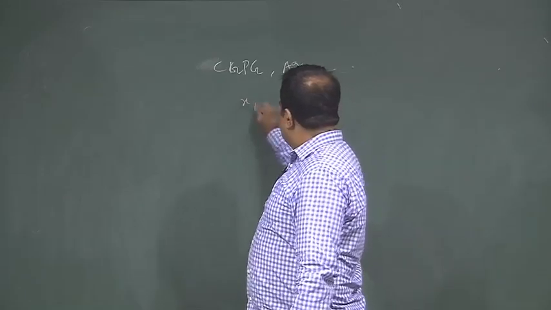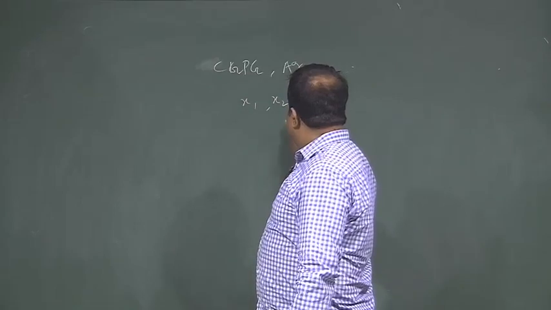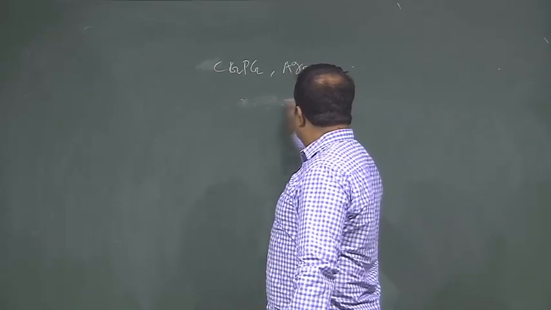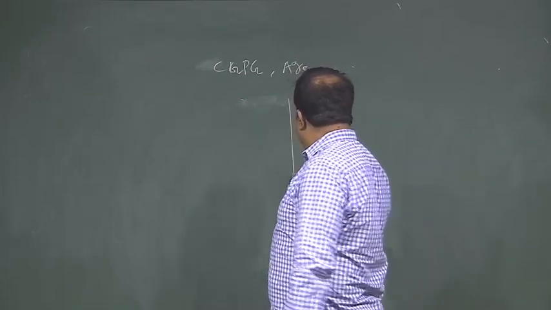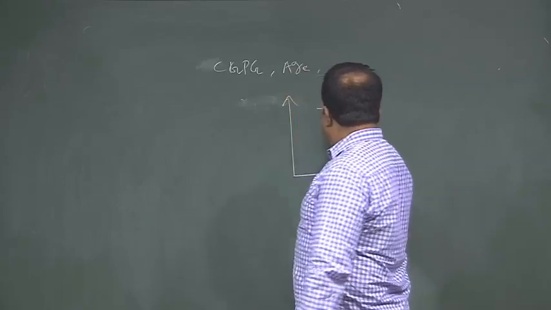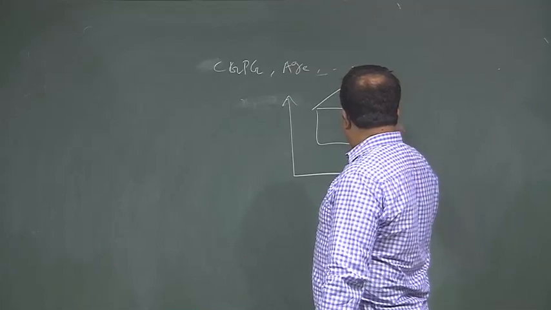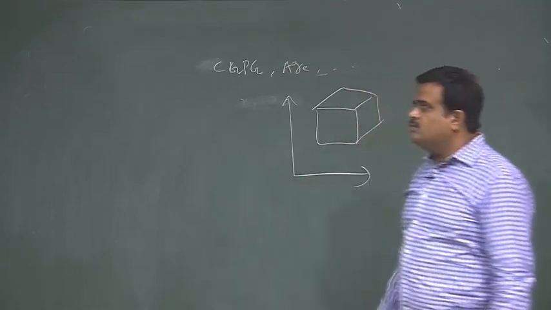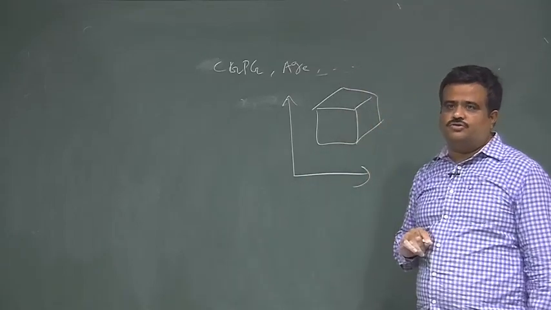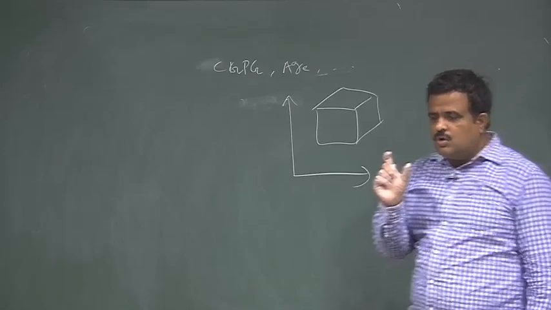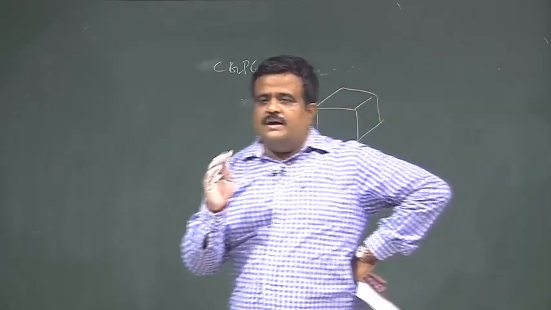Now, suppose we have a query like this, with points x1, x2. Suppose it is 3D, then we have a range like this, and we want to see how many points belong to this. So that means we want to fix that.